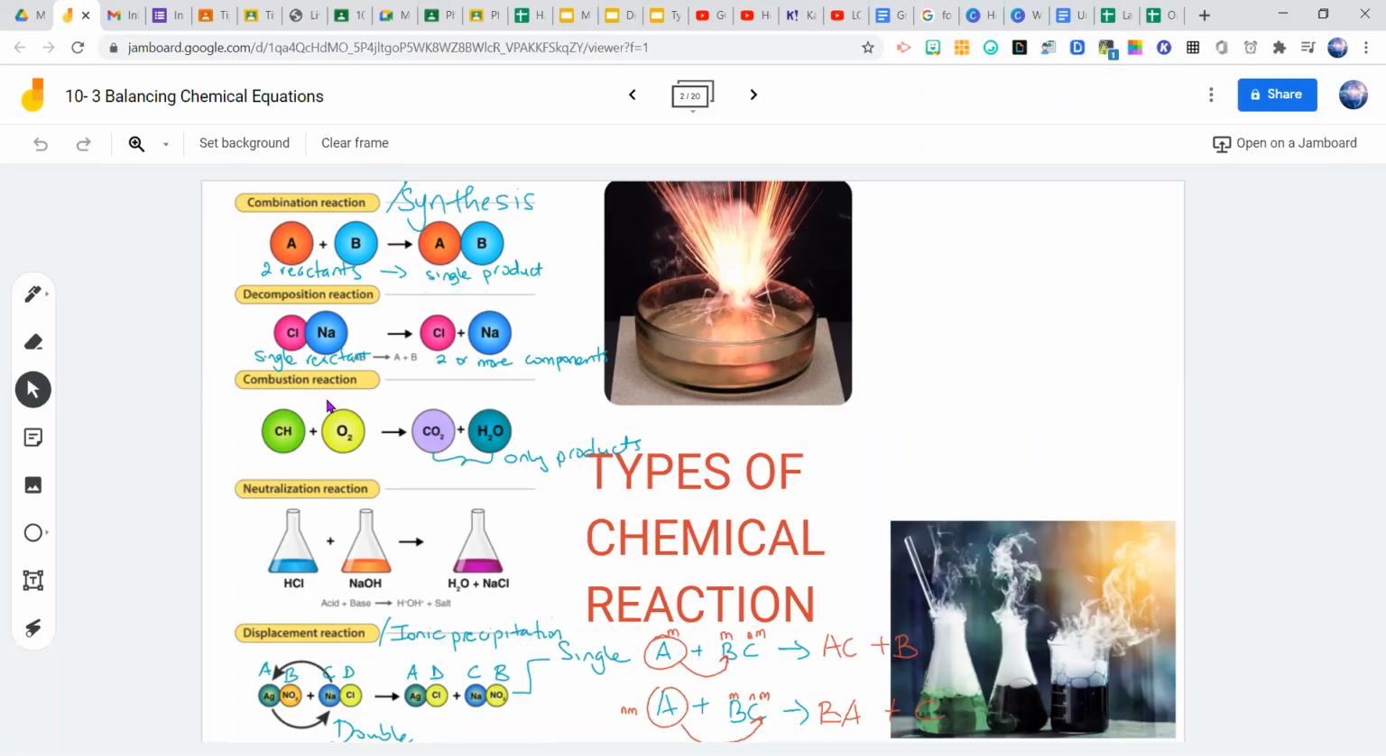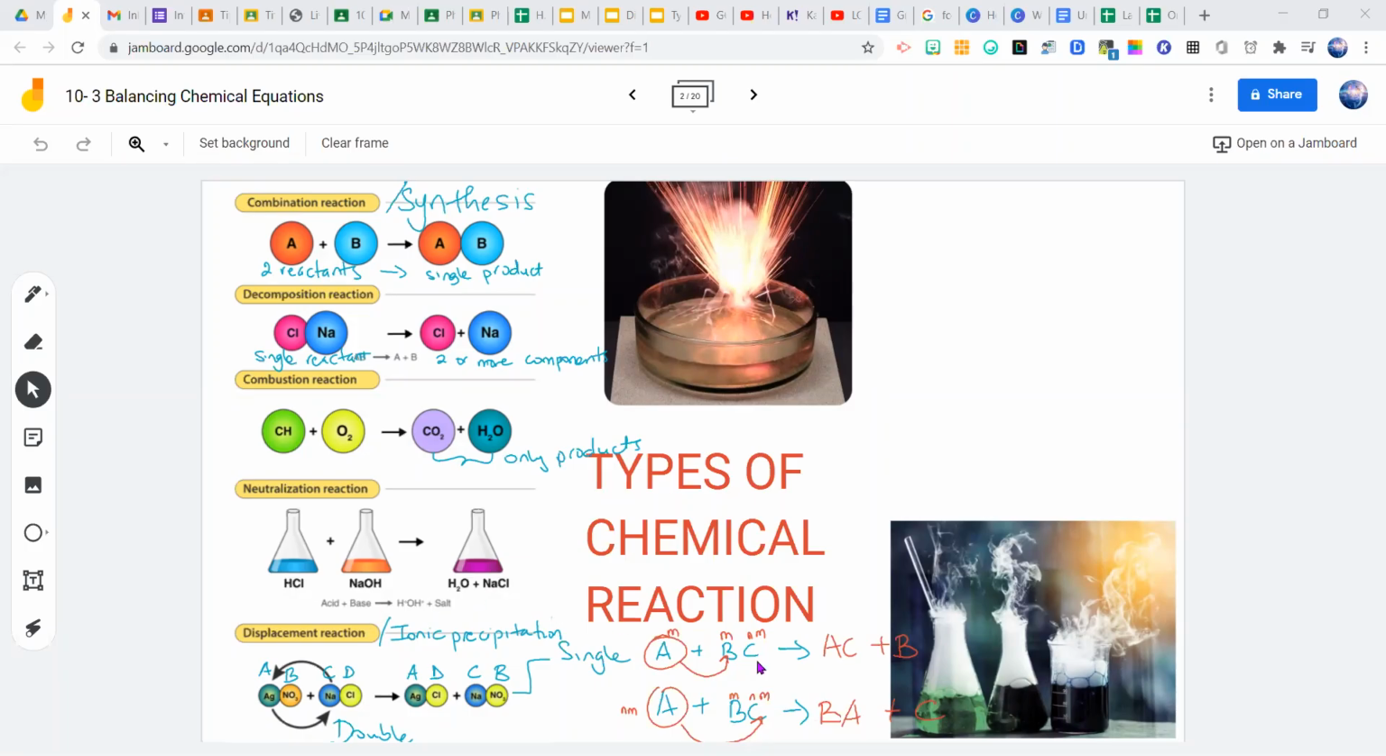Combustion reaction, where we have a hydrocarbon burning in oxygen to form carbon dioxide and water, and these are the only products that are formed. Then we have neutralization reaction, where you have an acid and a base reacting to form salt and water only. And the last reaction that we looked at is called a displacement reaction. And then we noted that there are two types.